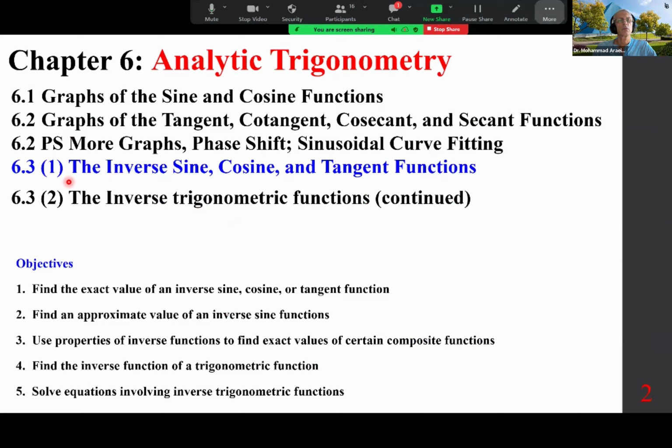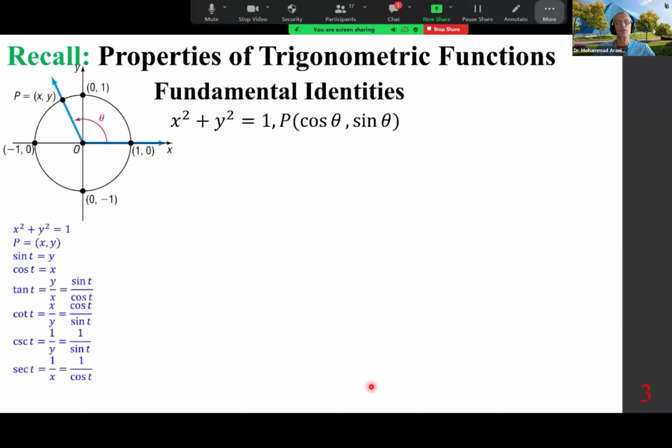So the inverse sine, cosine, and tangent functions, the objectives are: find the exact value of an inverse sine, cosine, or tangent function; find an approximate value of an inverse sine function; use properties of inverse functions to find the exact values of certain composite functions; find the inverse function of a trigonometric function; and solve equations involving inverse trigonometric functions.